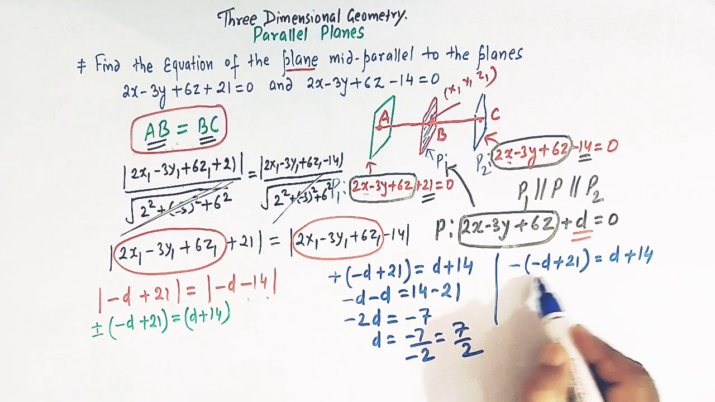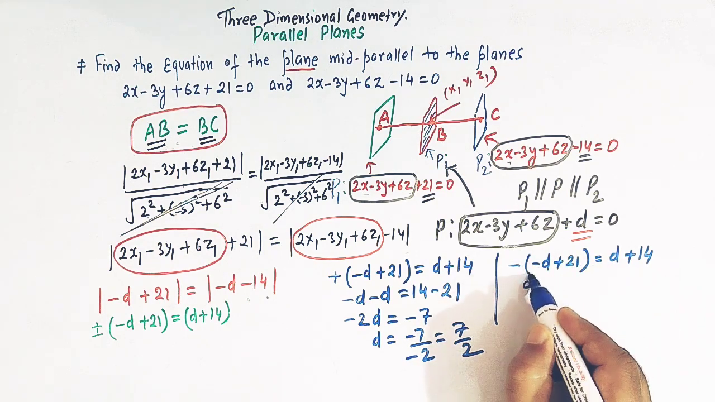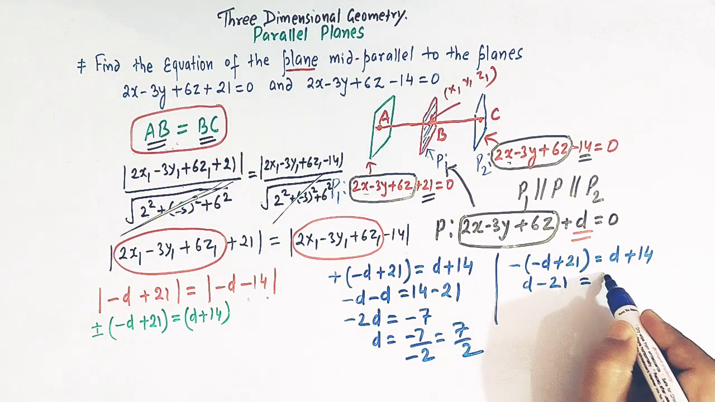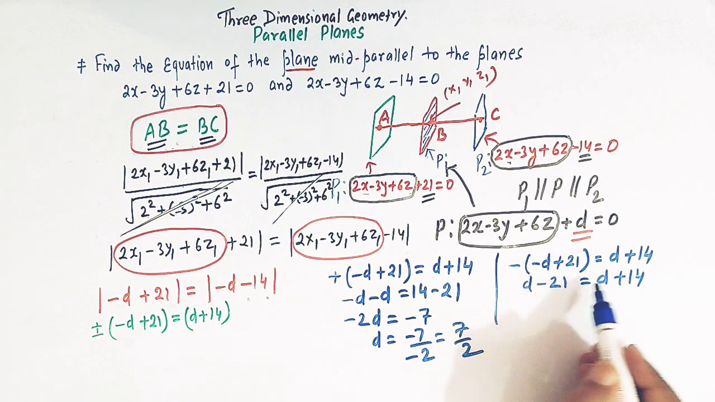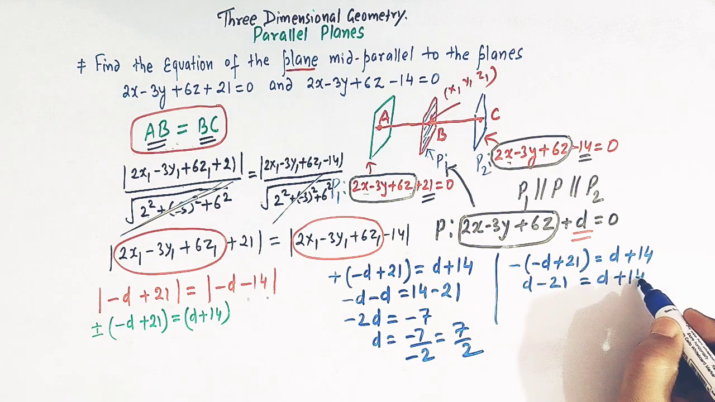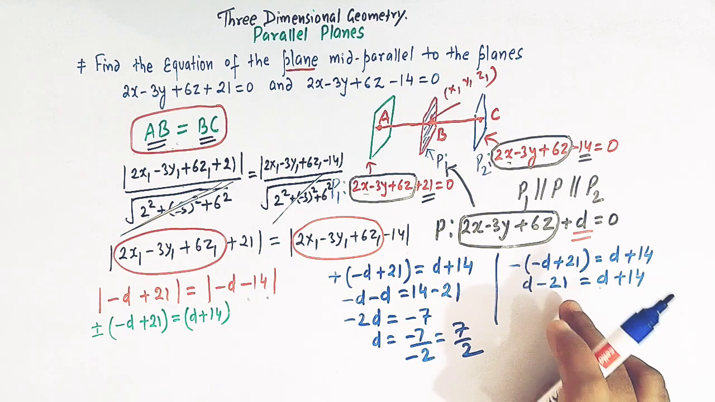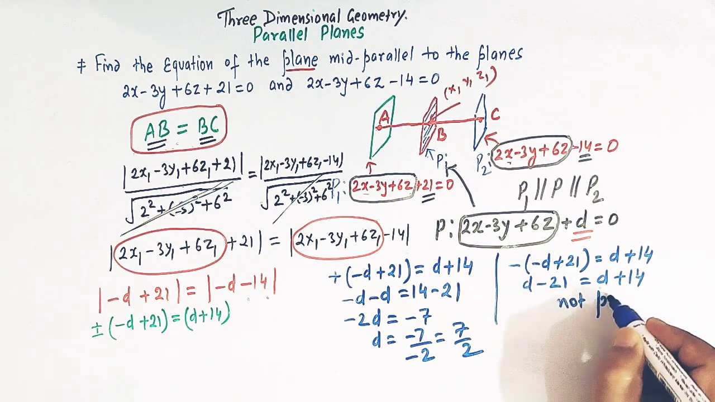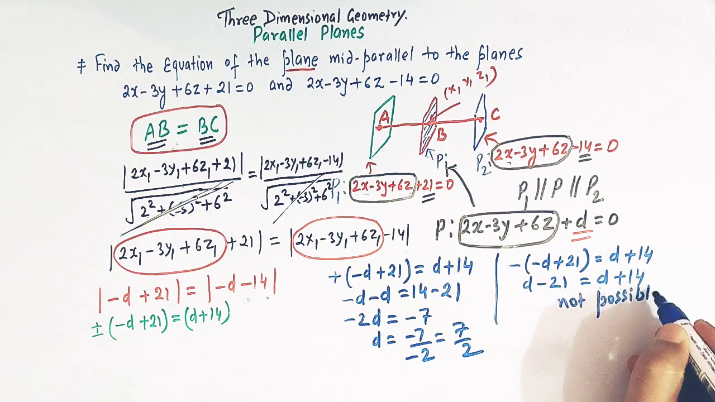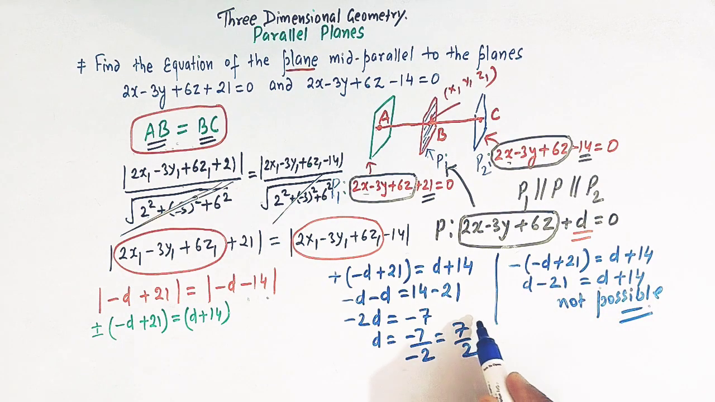And if we solve the other equation, we'll get d - 21 = d + 14, right? Now see, d - 21 cannot be equal to d + 14, right? So this situation is not possible. So we can now restrict ourselves to this value of d, which is 7 over 2.